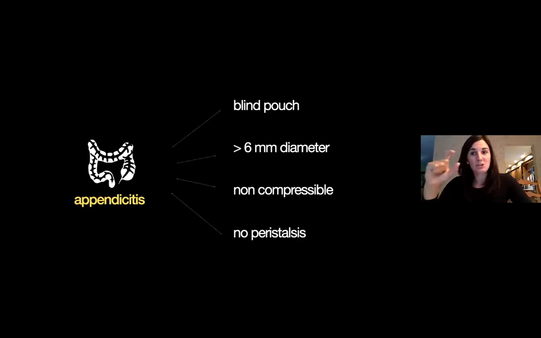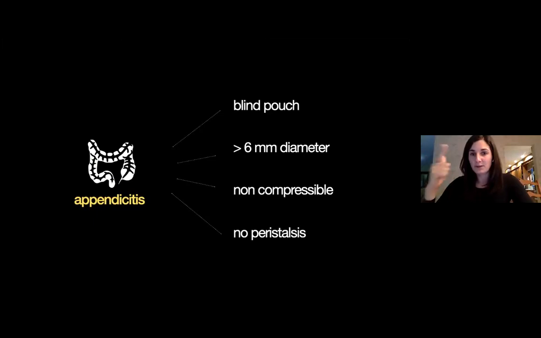Because sometimes it will actually be a little bit thick. Let's say you have an ileitis and you think it's a blind pouch, but it's not. Or you're like, oh wow, it's more than 6 millimeters. But then it's going to be compressible. An ileitis is just going to be thick bowel, but when you press on it, it's going to collapse. The appendix won't collapse. So it's non-compressible. Again, similar to the small bowel obstruction technique.